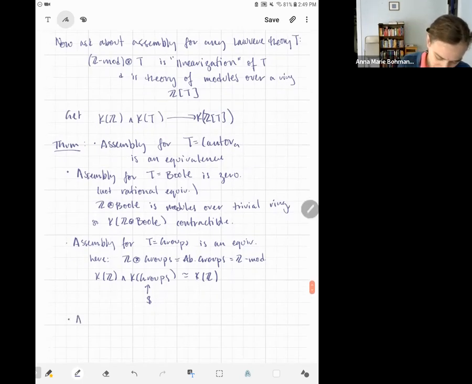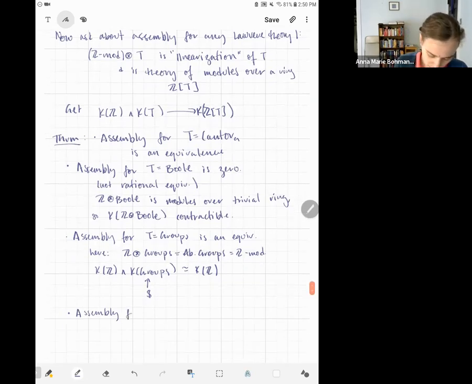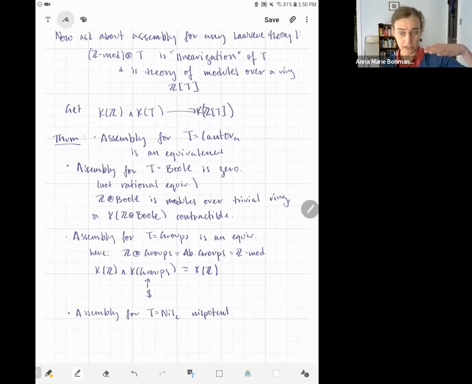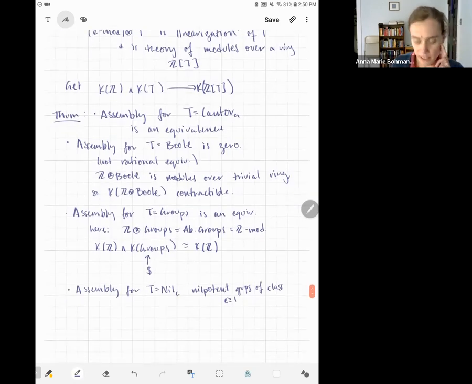Here's another example where we can try to understand assembly, and here's another example where things are not so close to being an equivalence. So we could have T be what we'll call nil C, the nilpotent groups of class C. You can encode abelian groups as modules of a Lawvere theory, and also all groups, but then you can interpolate between these by looking at nilpotency classes of groups. So these are nilpotent groups of class C equal to one. This is not rationally injective.